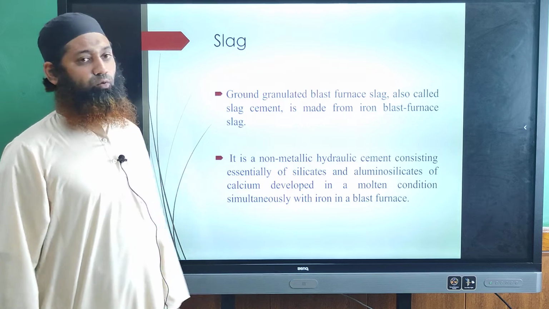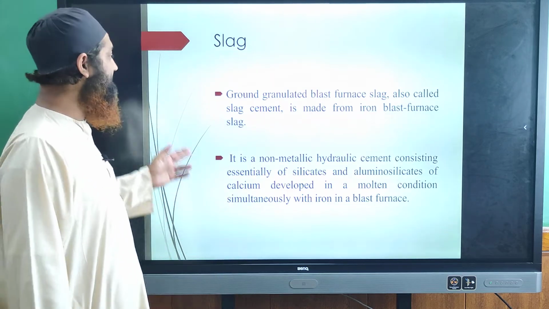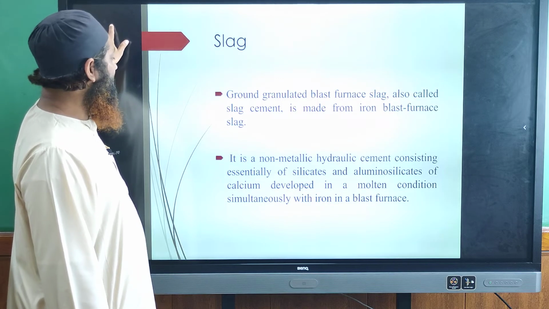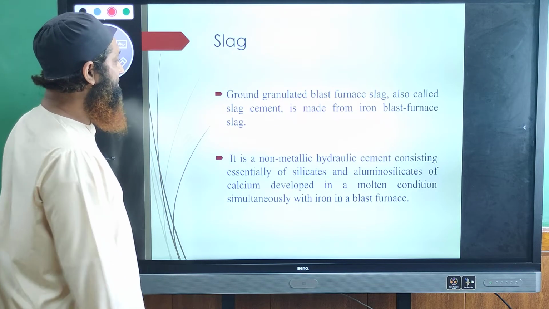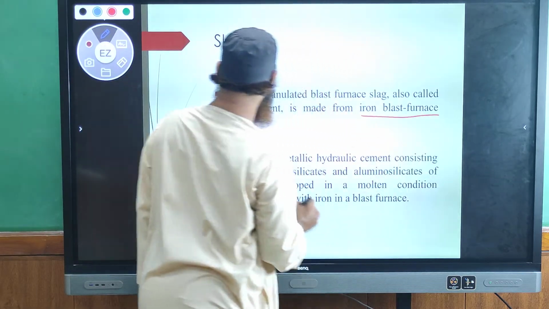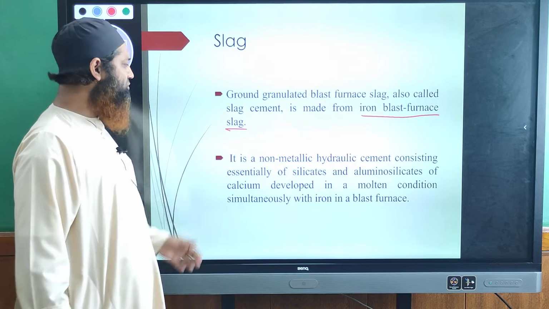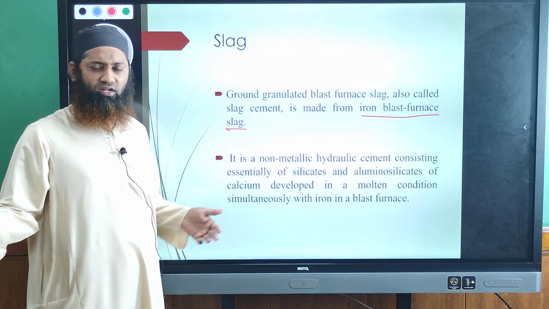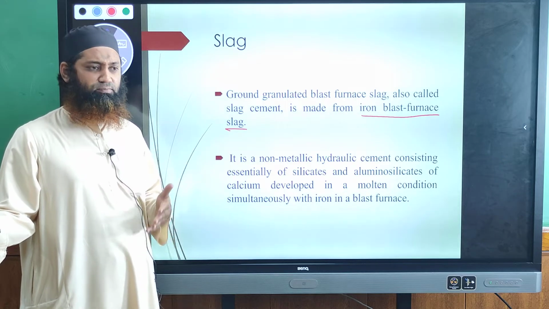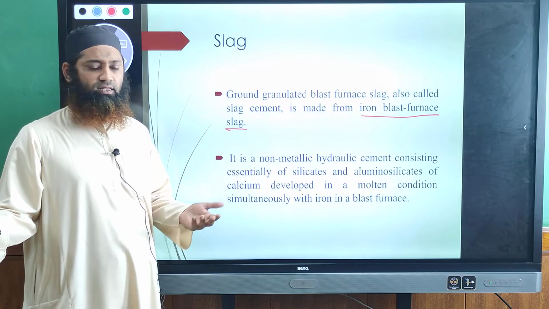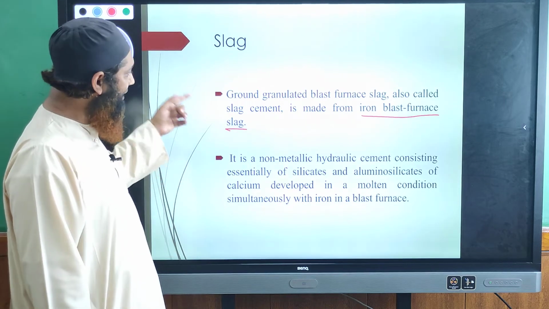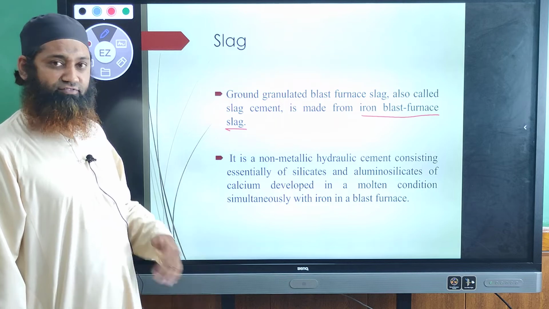Let us see what the third other cementing material is. It is slag, ground granulated blast furnace slag, also called slag cement. It is made from iron blast furnace slag. Most of these are byproducts only, from different industries. When coal is burnt mixed with other materials, the byproduct we get is one of the byproducts which we get after burning the coal.